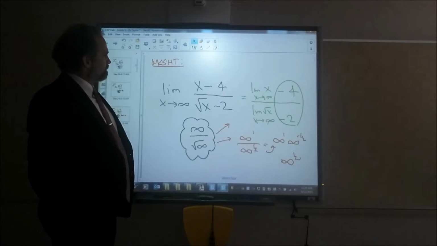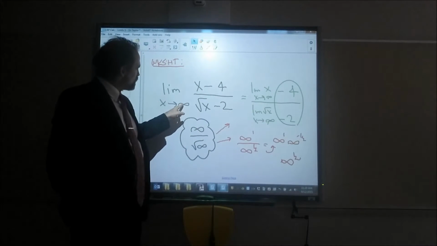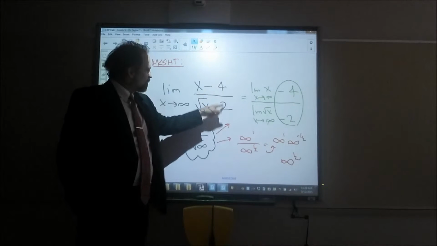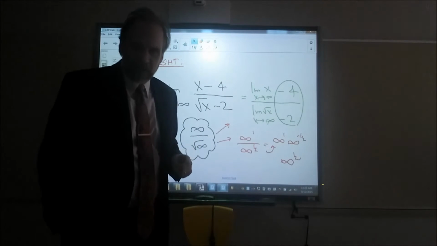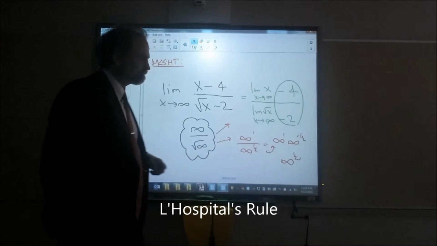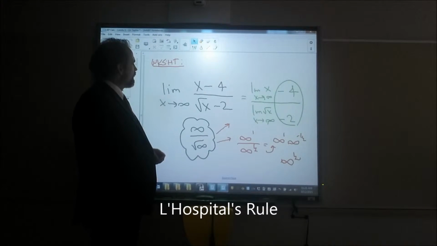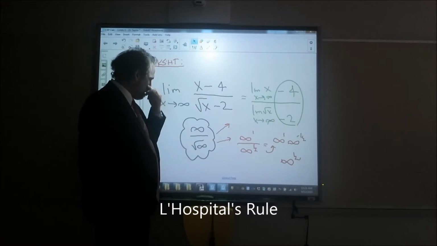So let's look at this one. If I'm doing this one, again, I'm ignoring these numbers because when I go to infinity, 4 or 2 doesn't much matter. And I'm able to ignore these numbers because of something called L'Hopital's rule. And we'll talk about what that is in a second. So when I ignore those, I just have infinity over the square root of infinity.